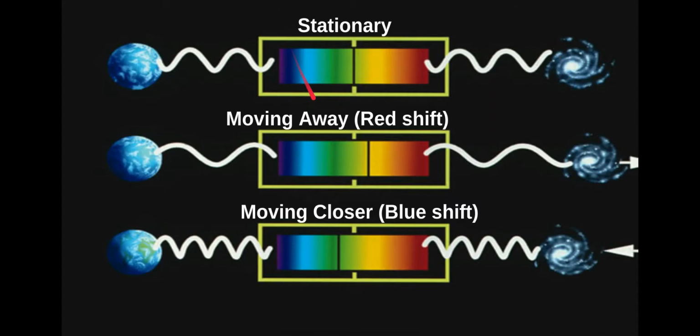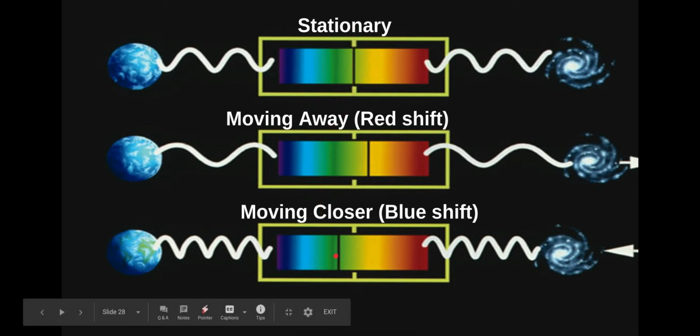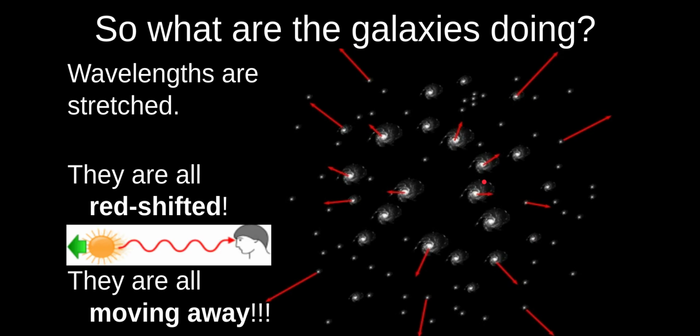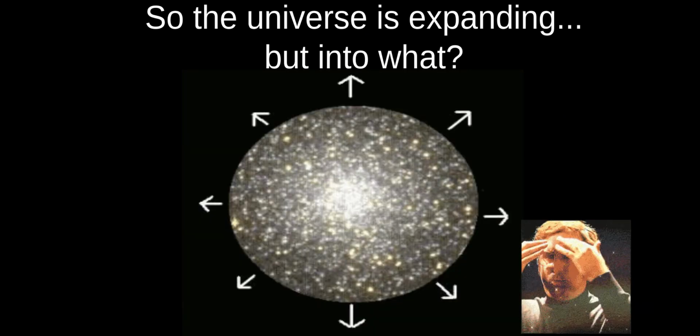If things were not moving anywhere, they would be stationary. If things are moving towards us, then they would get crunched together towards the blue end, which is the tighter waves. But everything in the universe is moving away from us, which means the whole thing is expanding, right? The wavelengths are stretched. Everything is moving away.